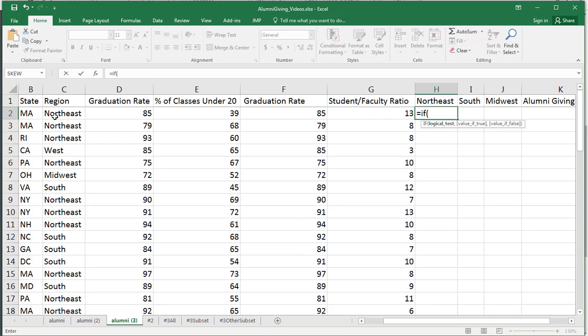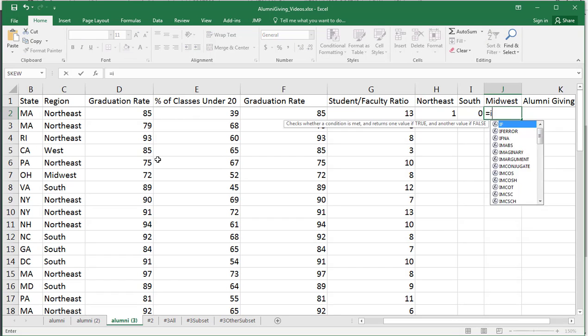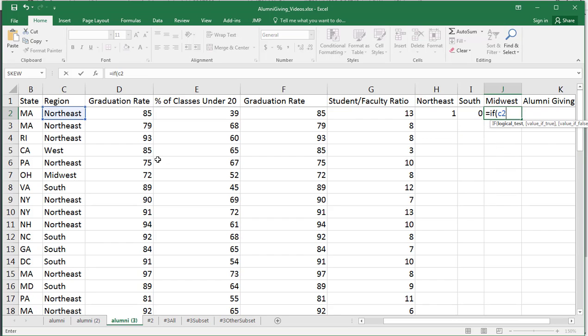If C2 equals Northeast, return a 1, otherwise return a 0. In this case, it returns a 1 because it's in the Northeast. I do the same thing for the South. If it equals South, I return a 1, otherwise a 0. And of course, because it's already in the Northeast, we know that South must be a 0. Midwest, same thing. If C2 equals Midwest, return a 1, otherwise 0.